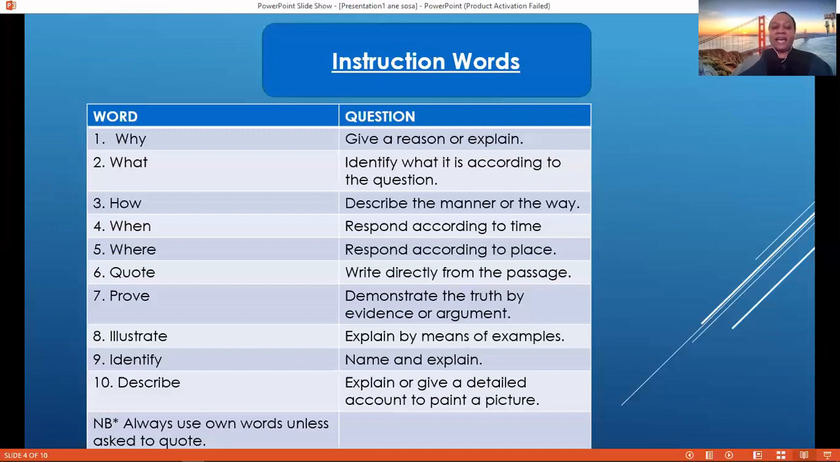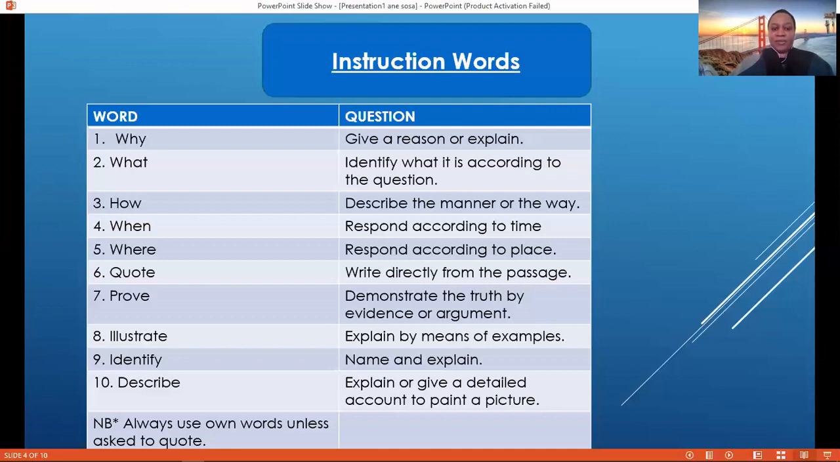Number nine, identify. You name and explain. Number 10, describe. Explain or give a detailed account to paint a picture. If you are to describe your mother, make sure that I may be able to have a clear picture in my mind of how she looks. So you explain in detail in order to paint a picture.